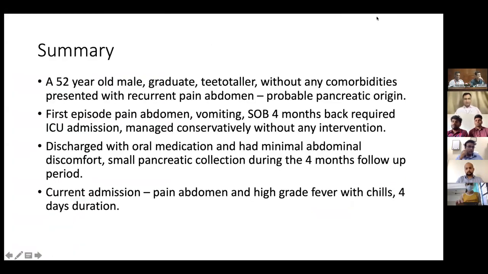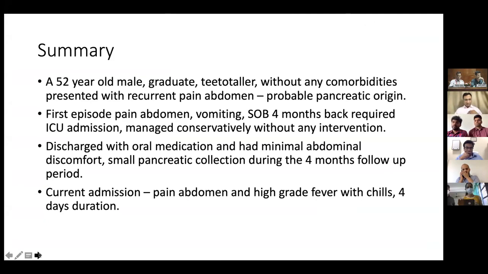Summarizing the history, a 52-year-old male who is a graduate teetotaler without any comorbidities presented with recurrent pain abdomen, probably of pancreatic origin. First episode of pain abdomen, vomiting, shortness of breath was 4 months back, for which he required ICU admission, managed conservatively without any intervention. Discharged with oral medication, had minimal abdominal discomfort and small pancreatic collection during the 4 months follow-up period. And current admission, patient had pain abdomen. On top of that, he had fever with chills and rigors for a duration of 4 days.